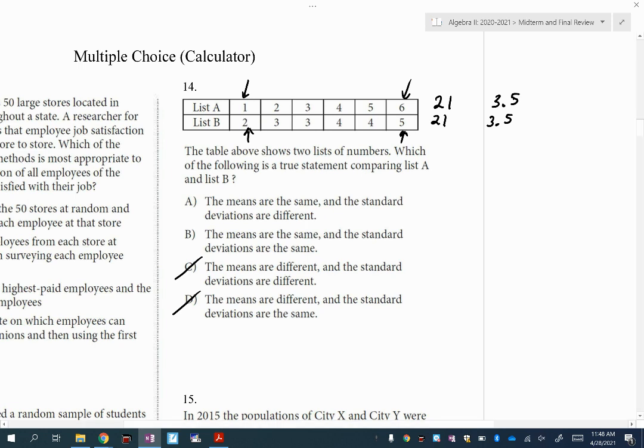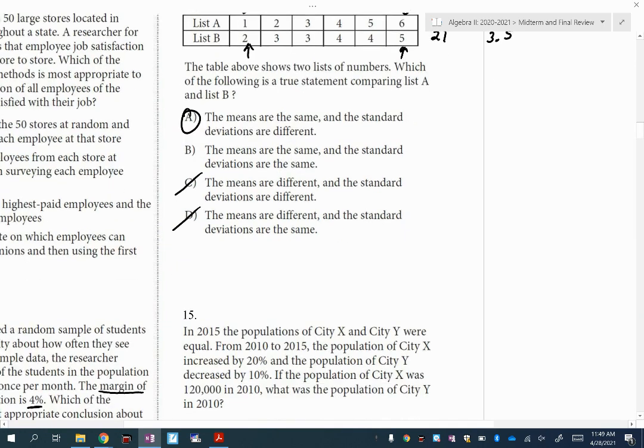Now, it's not actually asking for that much depth, but ultimately that's what my brain and your brain need to understand. So the means are the same, but the standard deviations are different. If I had to go farther, I would say the standard deviation for list A will be greater than the standard deviation for list B.